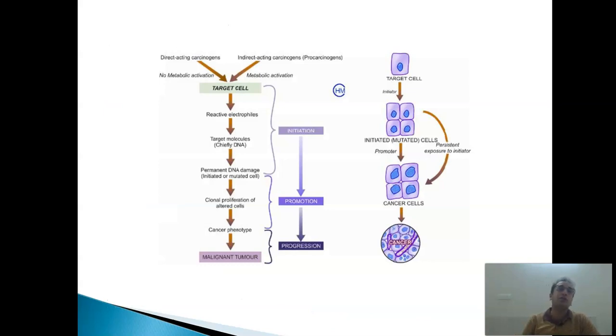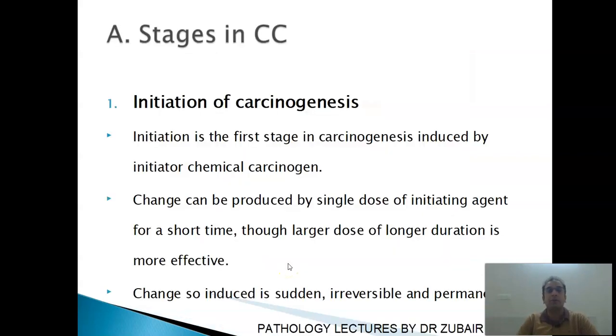So what happens in initiation is there are direct acting carcinogens, and there are indirect acting carcinogens which are called procarcinogens. The direct acting do not require any further activation, whereas the indirect ones require metabolic activation to target the target cells. In the target cells, reactive electrophiles are formed which identify the target molecules in the DNA and cause permanent DNA damage. This all is part of initiation. Whereas in the step of promotion, we have clonal proliferation of altered cells leading to cancer phenotype, leading to a malignant tumor.